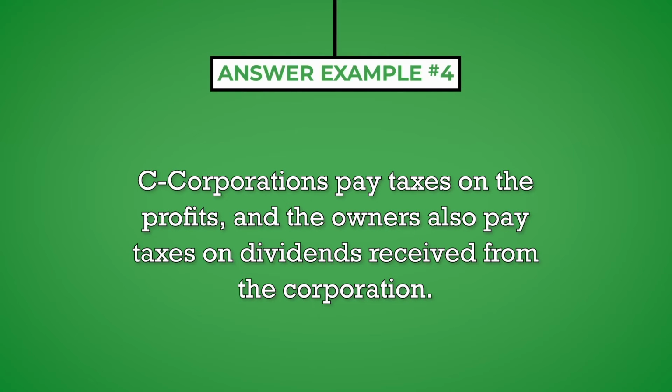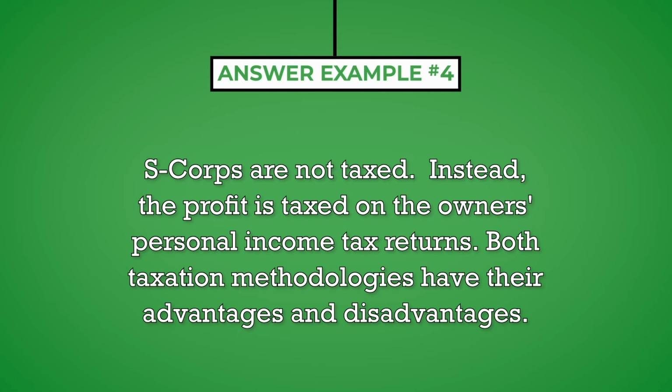C corporations pay taxes on the profits, and the owners also pay taxes on dividends received from the corporation. S corporations are not taxed. Instead, the profit is taxed on the owner's personal income tax returns. Both taxation methodologies have their advantages and disadvantages.